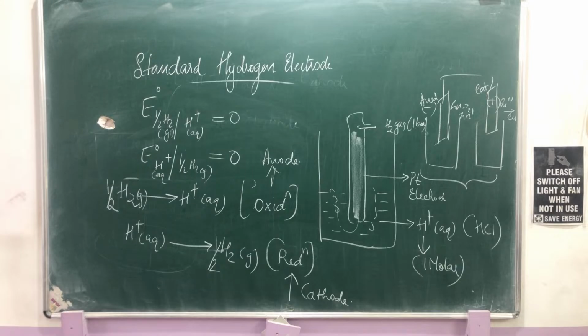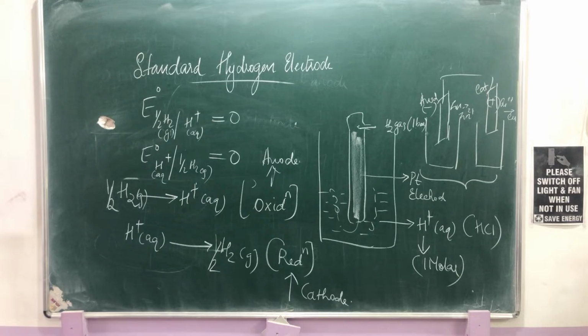Done. Now I want you to write the reaction for the cathode half cell reaction and the anode half cell reaction for this. I have already written it, you just have to write it again. Write down the cathode half cell reaction. Which will be the cathode half cell reaction there?